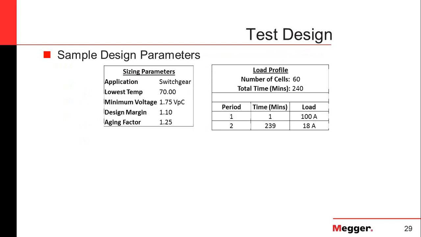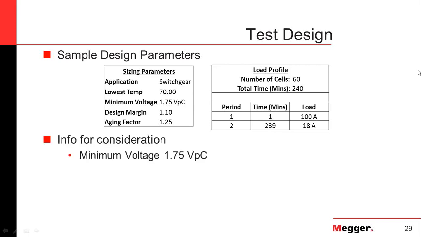From an engineer, I will then receive something like what's shown here. I'll have my sizing parameters, which have all the information from the IEEE 485 guide, as well as what my load profile is. Some info for consideration on this is I have my minimum voltage of 1.75 volts per cell, so that's what I'm going to need for my test criteria.